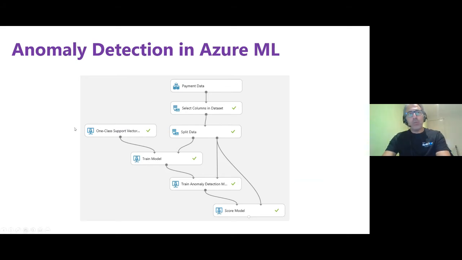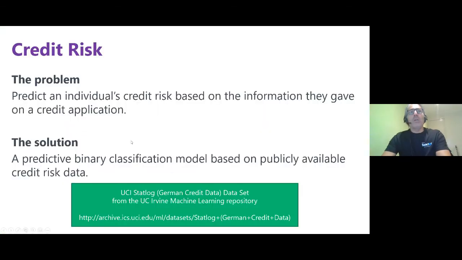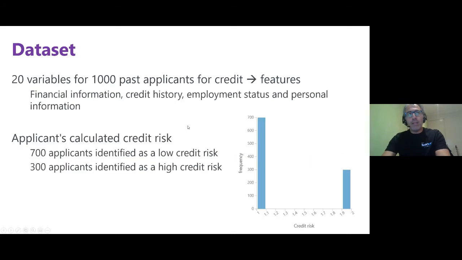So let's move on to the second use case, which is credit risk prediction. I'm going to use an existing data set, which is open source, available at the URL that you see on screen here, and is a collection of credit card transactions from Germany, which was published by some university. This data set contains 1,000 transactions. 700 are low credit risk transactions or users, and 300 are high risk.